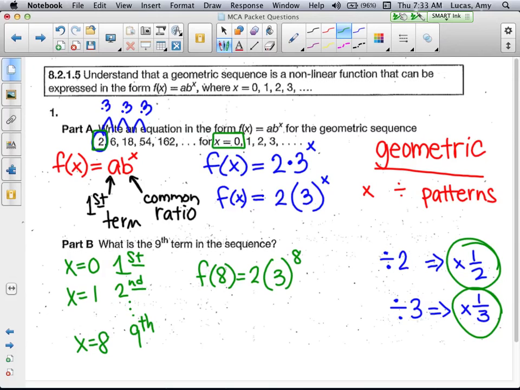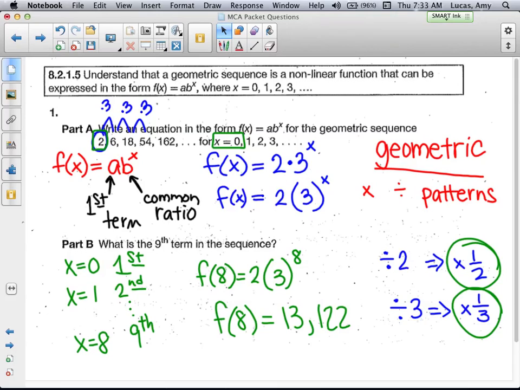Of course, the calculator is going to come in handy on this problem. So 2 times 3 to the power of 8 equals 13,122.